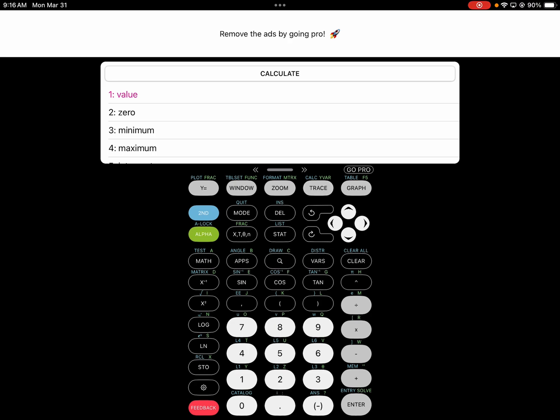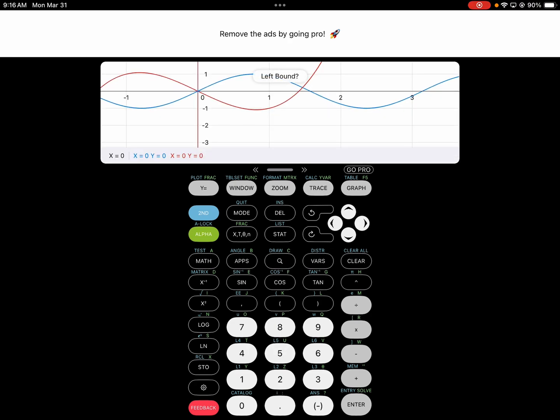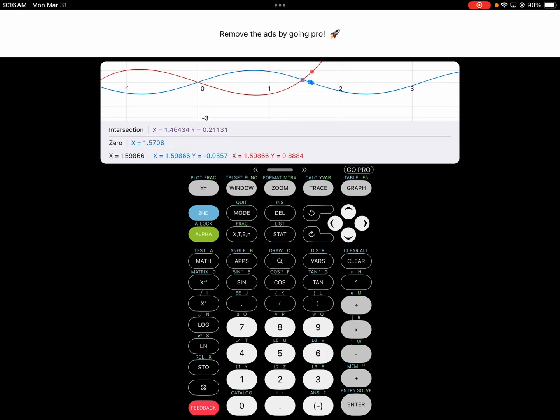Second trace, we're going to find the intersection, which is number 5. Okay. Mine tells me to get to the left of it. Yours is just going to ask if this is the first curve and the second curve. All right. And our intersection happens at 1.464, something like that.